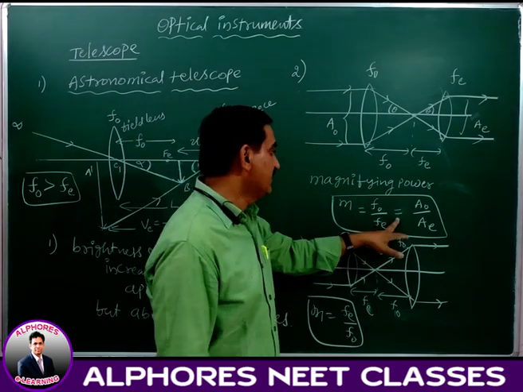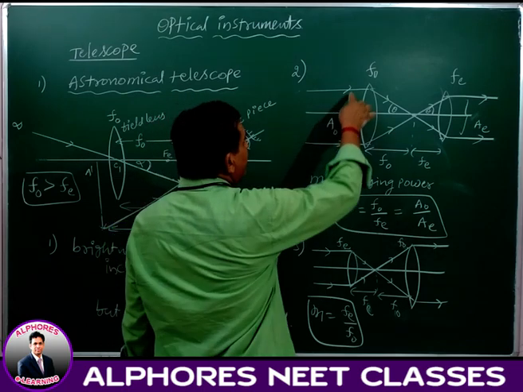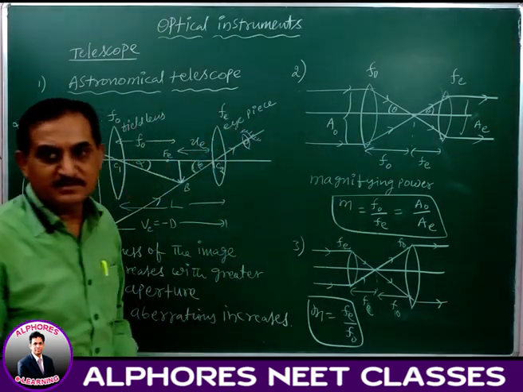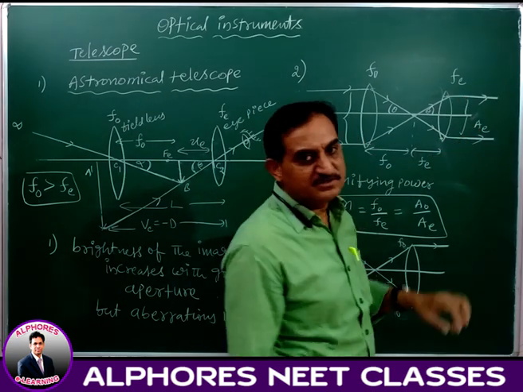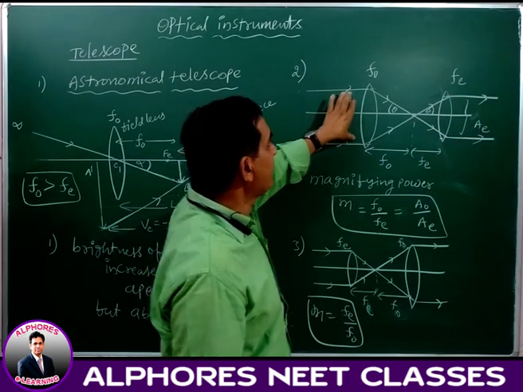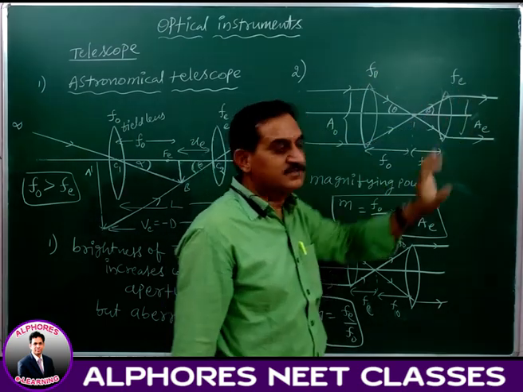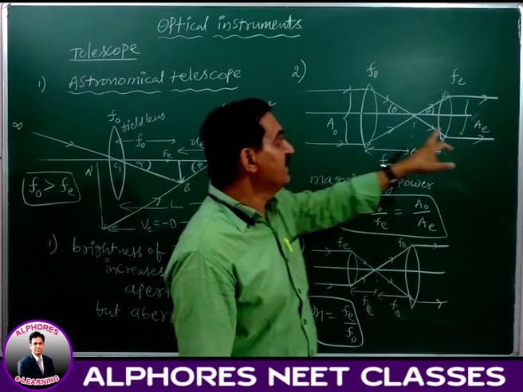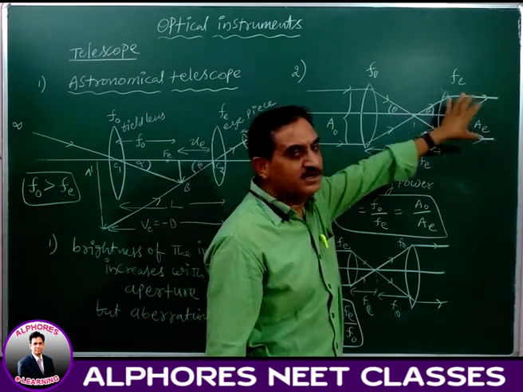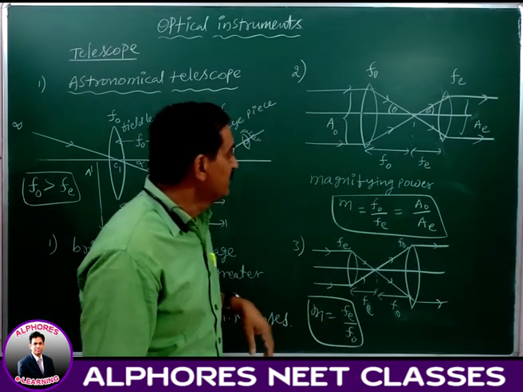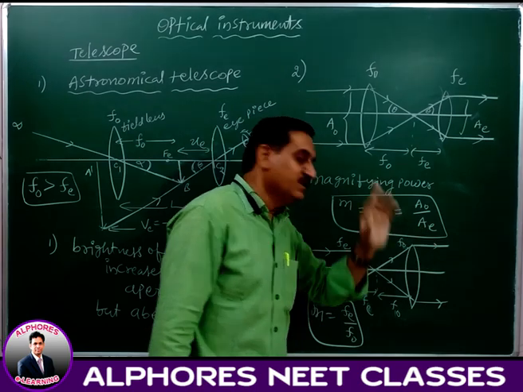The magnifying power is also equal to a0 by ae, where a0 is the aperture of the objective lens and ae is the aperture of the eyepiece. a0 and ae are the apertures of the field lens and eyepiece respectively. Now here the magnifying power f0 by fe is equal to a0 by ae.